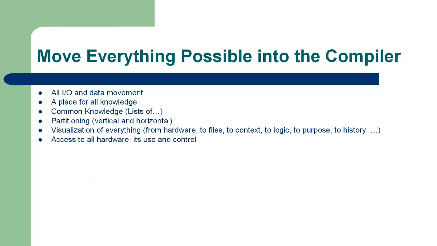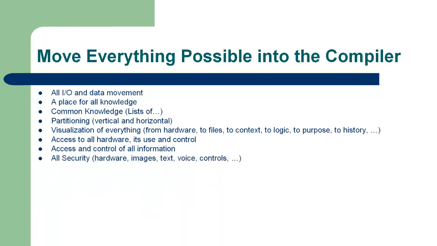So we want access to all hardware and be able to use it and control it. So we want access and control of all information. So every binary structure and script we want access to and be able to use it. All security. We want security at the compiler level for our hardware. Ensure proper addressing scheme. Memory security, network security, all of these things should be done at the hardware level.